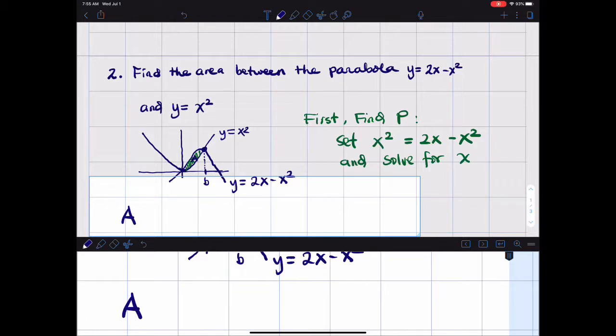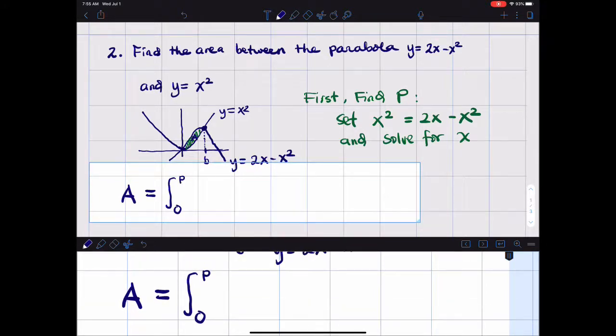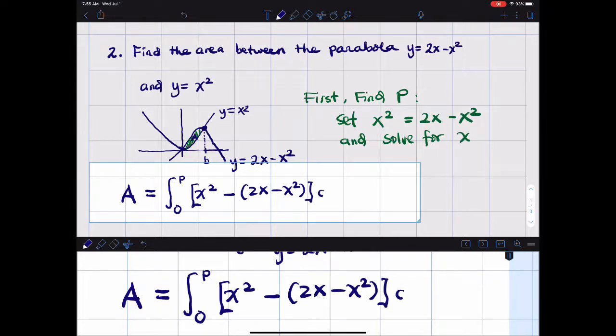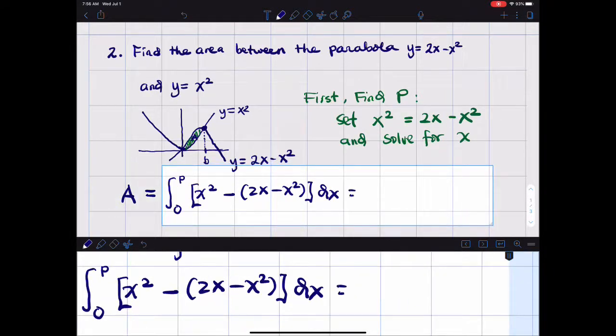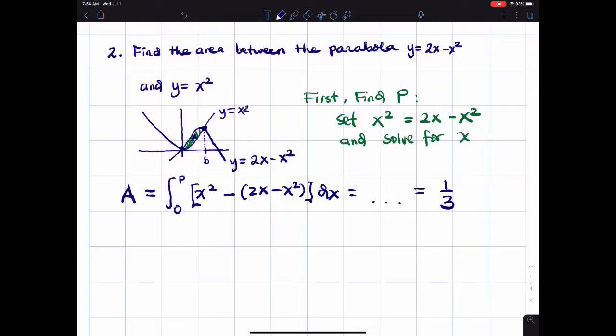Your A is just going to be the integral from 0 to whatever P is. I can't tell you, or I won't tell you, of the top function, 2x minus x squared, minus the bottom function x squared. If you do this correctly, I think you will get, I got 1/2. I want you to check my answer to make sure it's correct. Actually 1/3, that's what I got. All right.